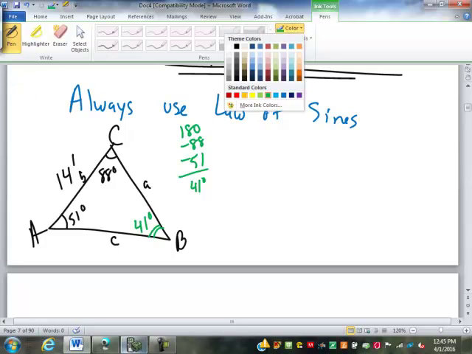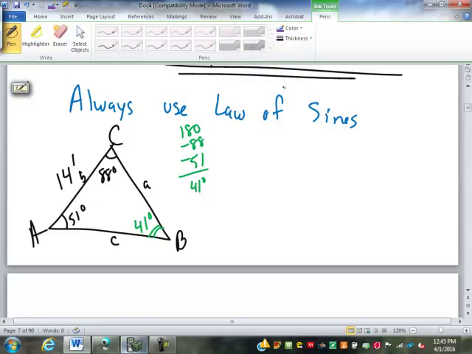Now if we have a side at all, which we do, we must have a side and its opposite angle. That's going to be the 14 feet over the sine of what? 41 degrees is its opposite angle. Let's say we want to find side A. What's that going to go over? Sine of 51. What do we know about A compared to 14? This better be bigger. So let's cross multiply and divide here.